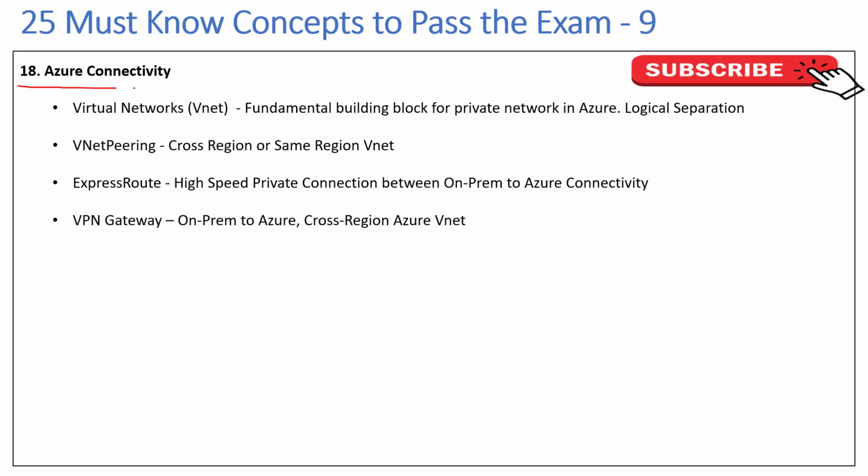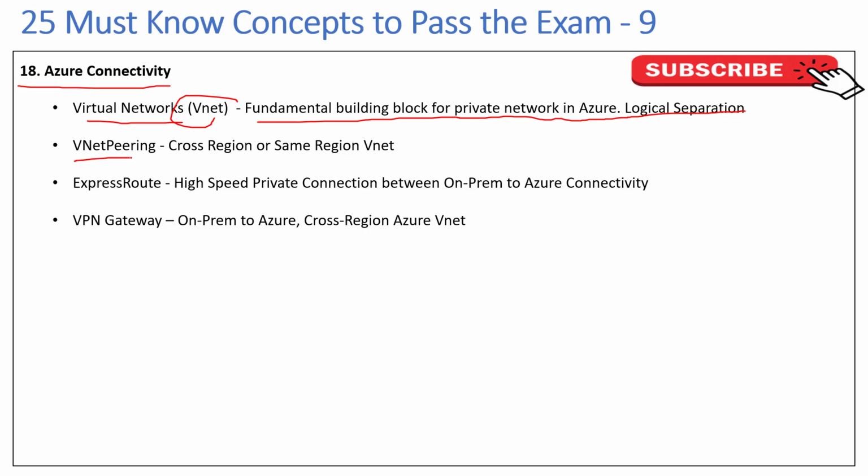So Azure connectivity, this is another very important topic. The first thing is virtual networks. You need to know what virtual networks are. They are basically fundamental building blocks for private networks in Azure. So it's a logical separation. So when you create a VNet, that means you are creating a logical data center.